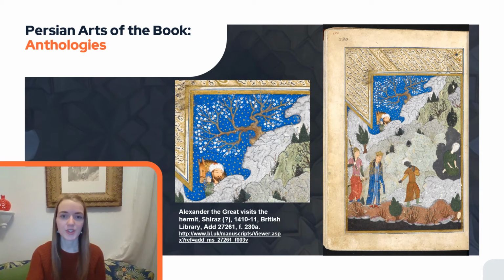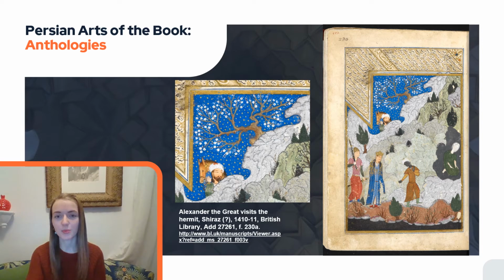In the Timurid dynasty, the genre of anthologies also became popular. These were manuscripts containing multiple texts by different authors. The anthologies could combine popular religious, narrative, and lyrical poetry, as well as treatises in prose. So, for example, the Shahnameh and the Khamseh we've already looked at.